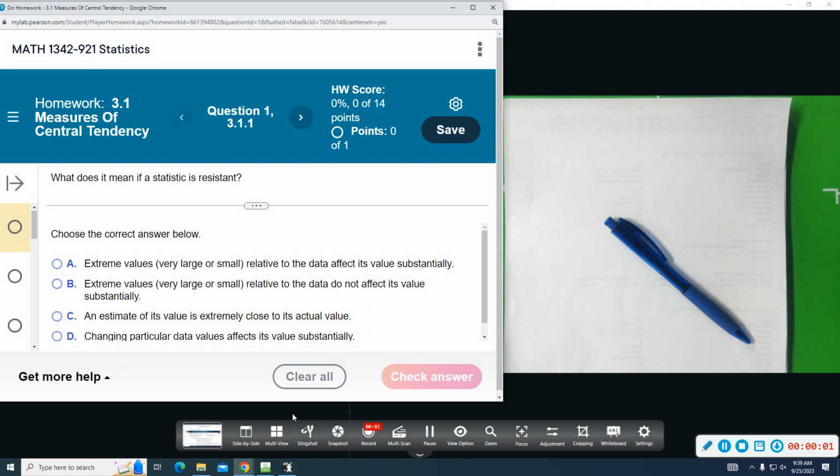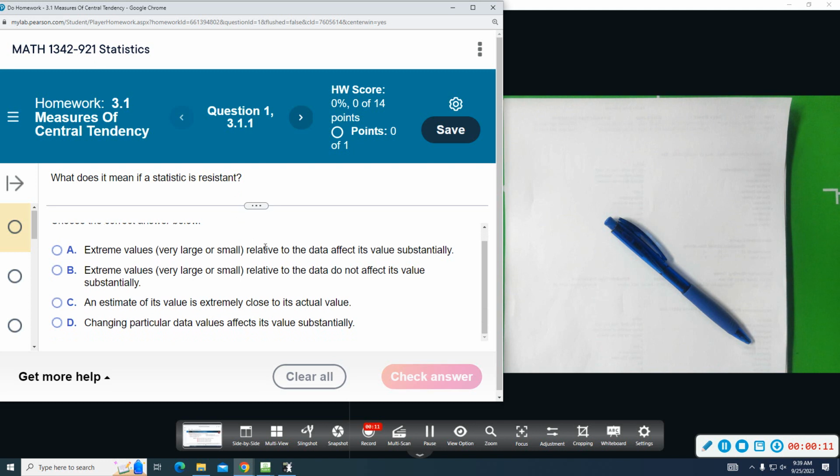All right, so number one and 3-1, we want to answer this definition question. What does it mean if a statistic is resistant? Extreme values, very large or small, relative to the data do not affect it substantially. That's the definition.